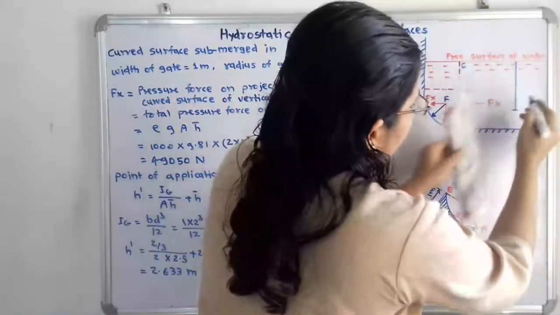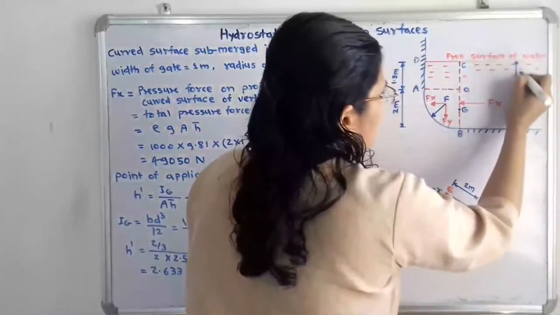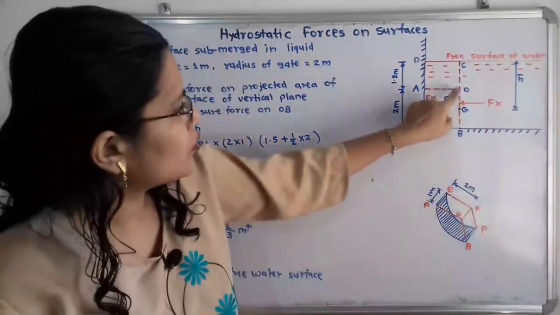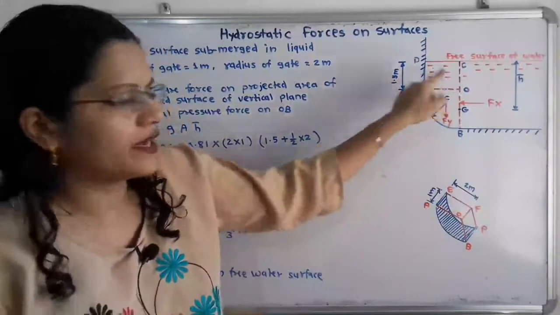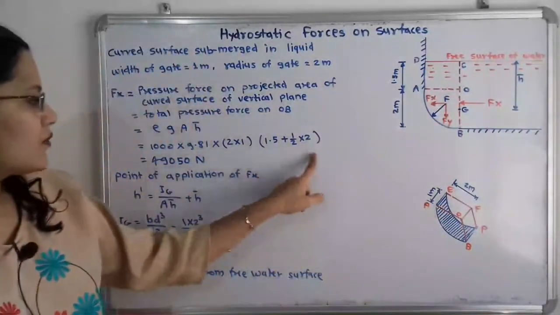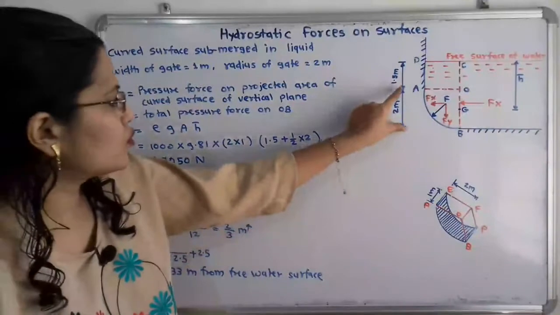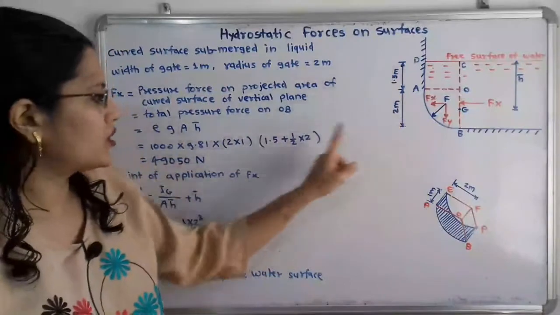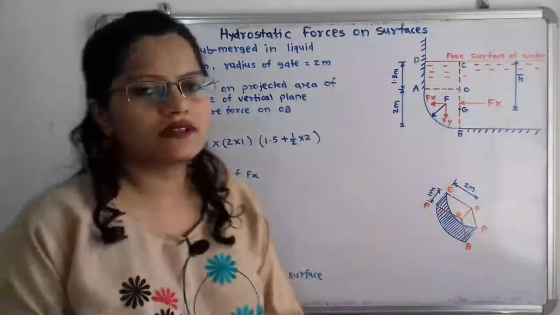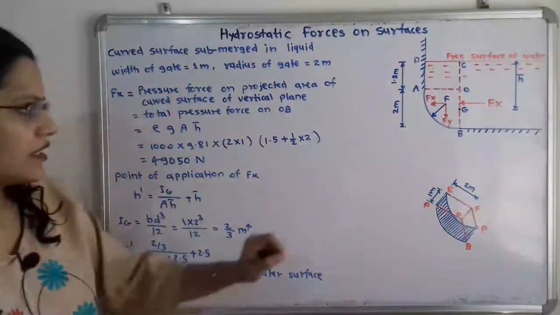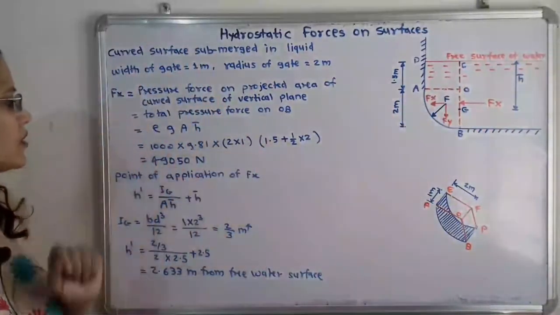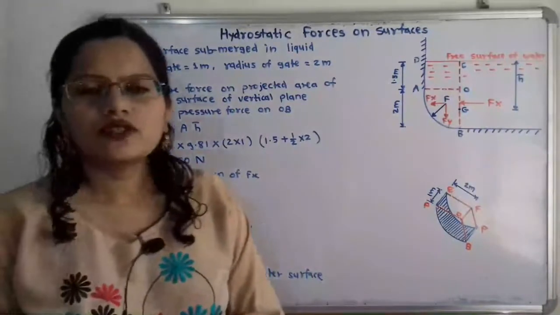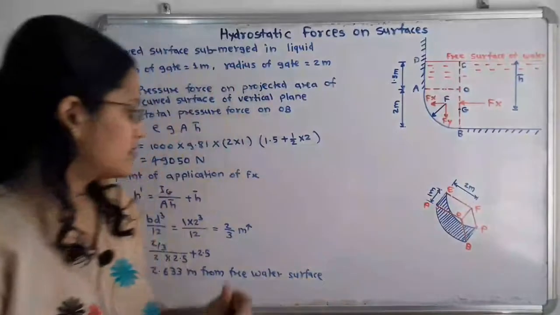This whole distance will be H bar. So how can we take this? This distance O to G is 1 meter plus 1.5. So 1 plus 1.5, or we can take this 2 divided by half, because here this is the middle point, plus 1.5. So 1.5 plus 1 is equal to 2.5 meter, that is equal to H bar. When we solve this, we get the answer 49,050 Newton. So this is the horizontal force Fx.